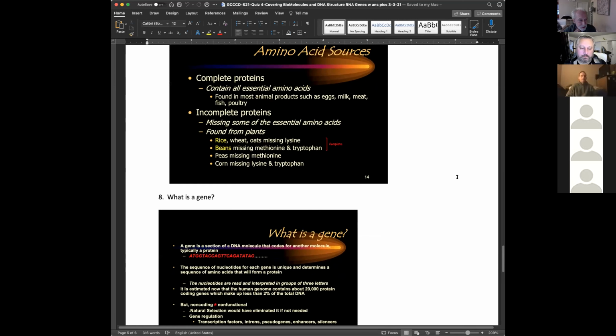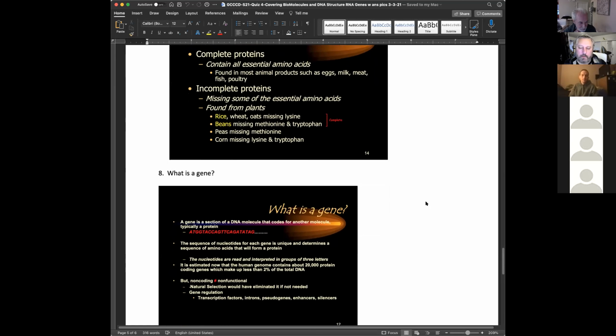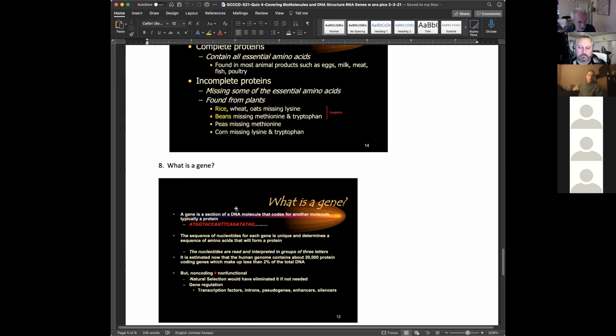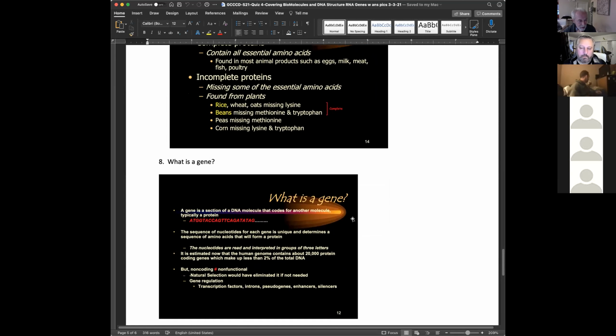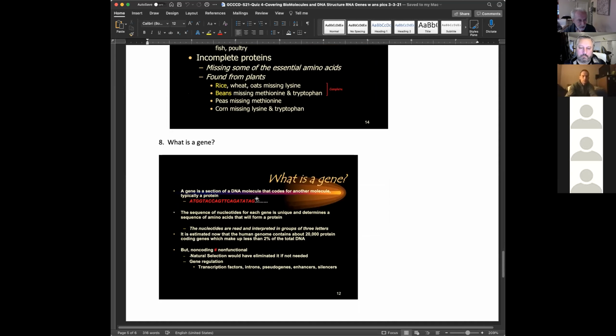Next question, what is a gene? And here's the slide that states what a gene is. Section of DNA that codes for another molecule, usually a protein. And quite a few of you had this down exactly as stated here.